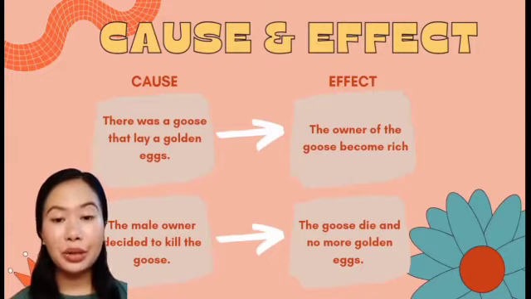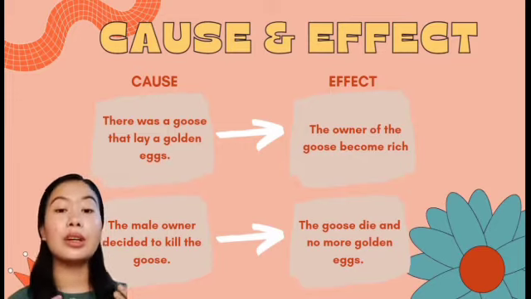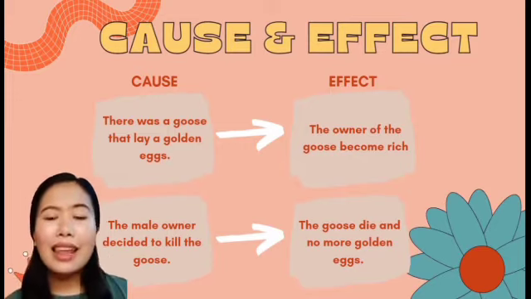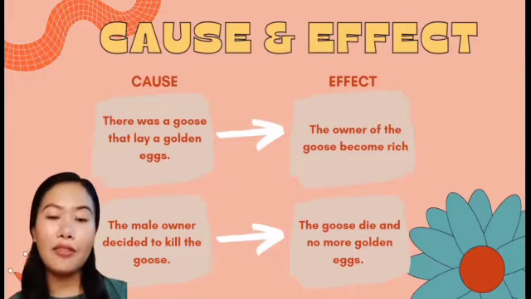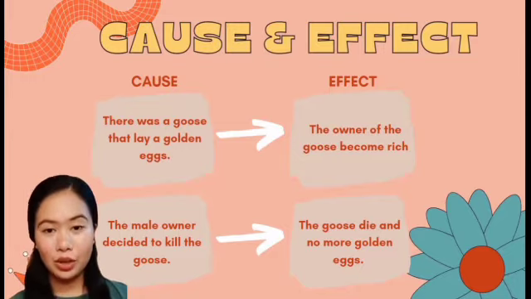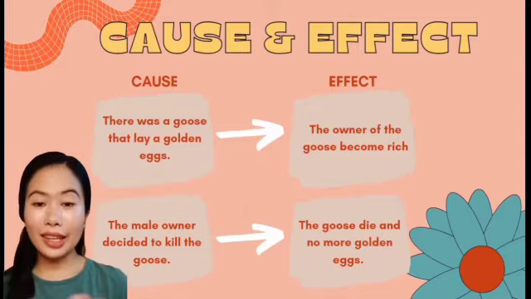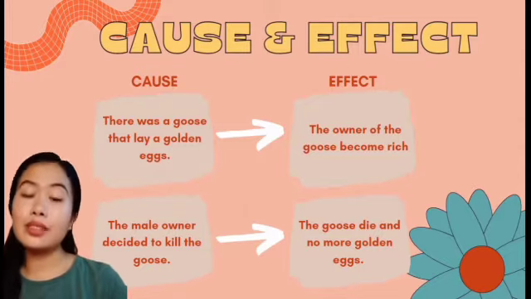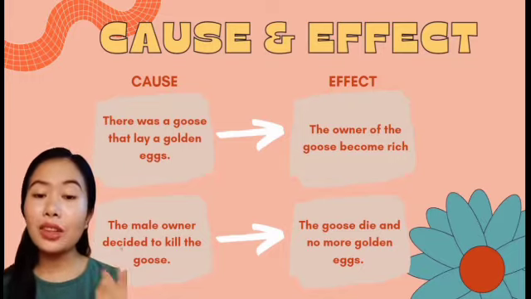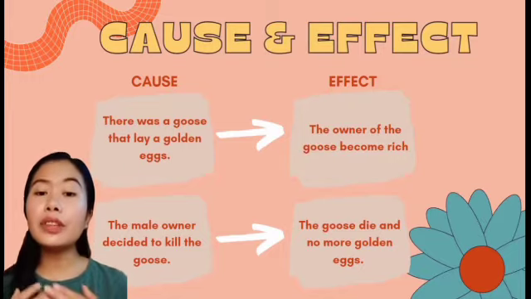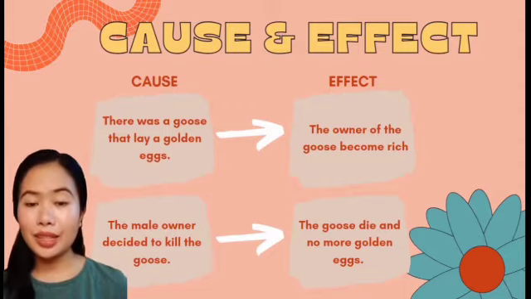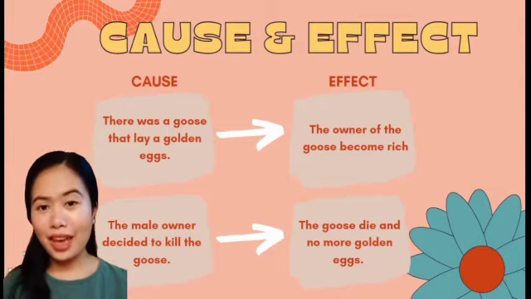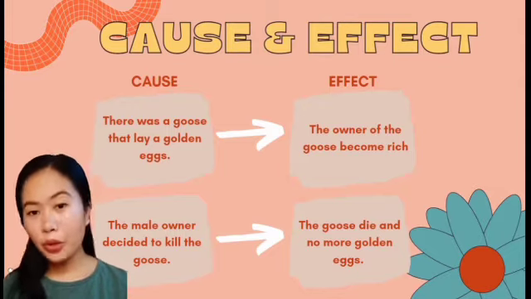The class has a reading on the story entitled The Goose That Laid a Golden Egg. And let's pretend that at the end of the reading, the teacher will task them to make a graphic organizer on the cause and effect of events that happen in the story. For example, cause number 1 is there was a goose that laid a golden egg, and the possible effect for that is the owner of the goose becomes rich. Cause number 2 is that the male owner decided to kill the goose, and the effect for that is the goose died and no more golden eggs.